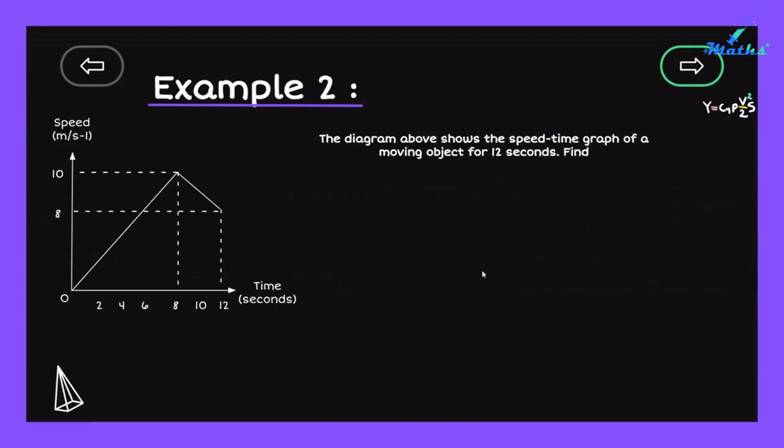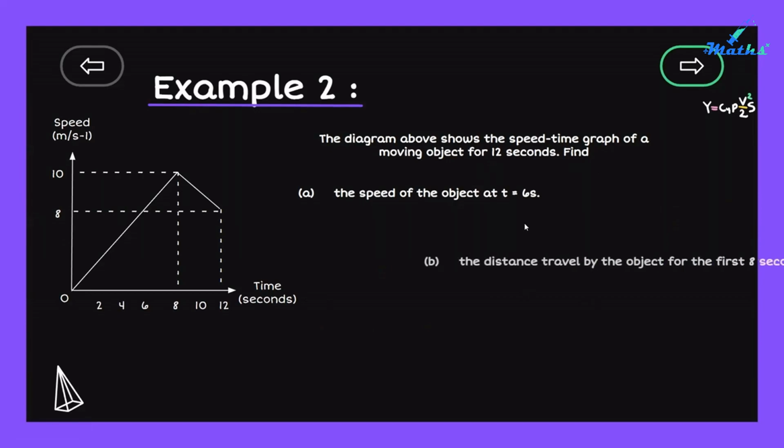So next is example 2. The diagram above shows the speed time graph of a moving object for 12 seconds. Find the speed of the object at t equals 6 s, and the distance travelled by the object for the first 8 seconds.